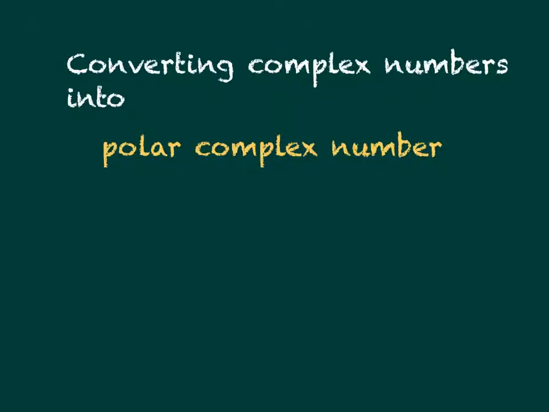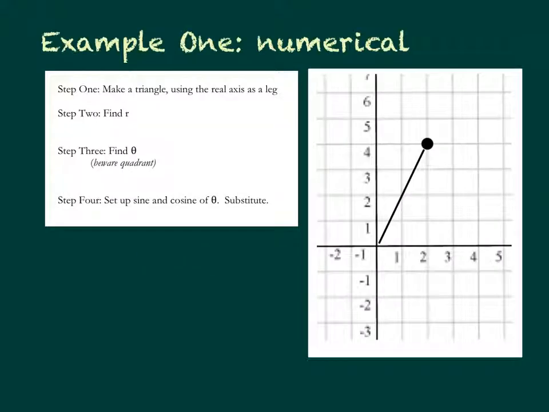This video is going to take you through the process of converting complex numbers into polar complex numbers. Polar should always make you think r and theta. The first thing we're going to do is make a triangle using the real axis as one of our legs. This right triangle should look very familiar at this point.